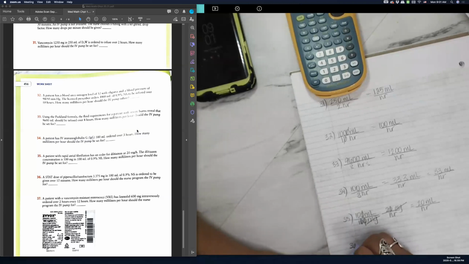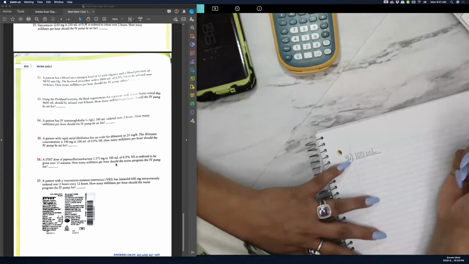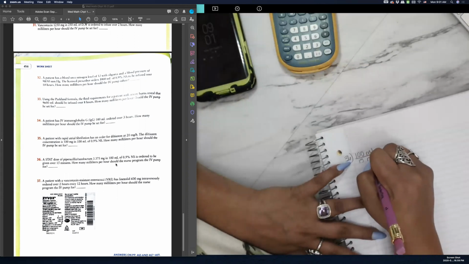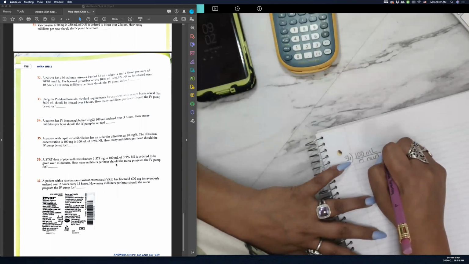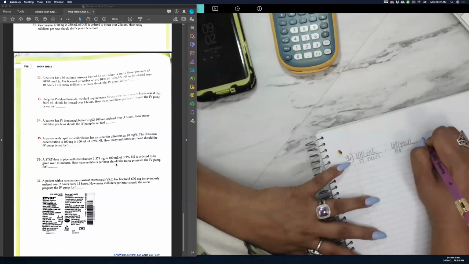Okay, 36. A stat dose of piperacillin tazobactam 3.375 milligrams in 100 milliliters of 0.9 NS is ordered to be given over 15 minutes. How many milliliters per hour? Okay, so we're taking our volume, which is 100 milliliters. We're ordered to be given over 15 minutes. That's our time frame. But we want our pump set in milliliters per hour. So I need to go ahead and convert my minutes to hours. So take 100 times 60 and divide by 15. And that's going to give you 400 milliliters per hour.